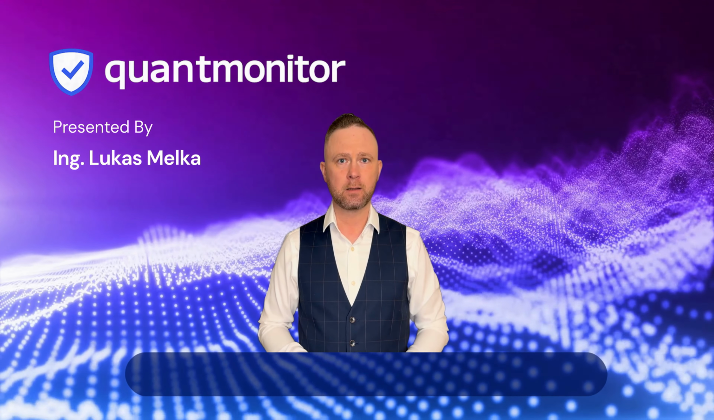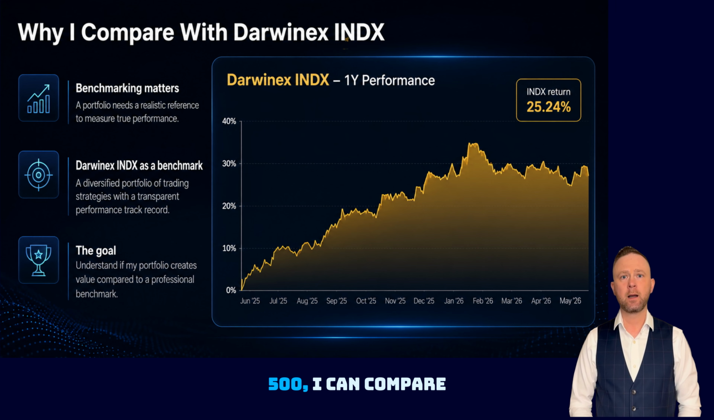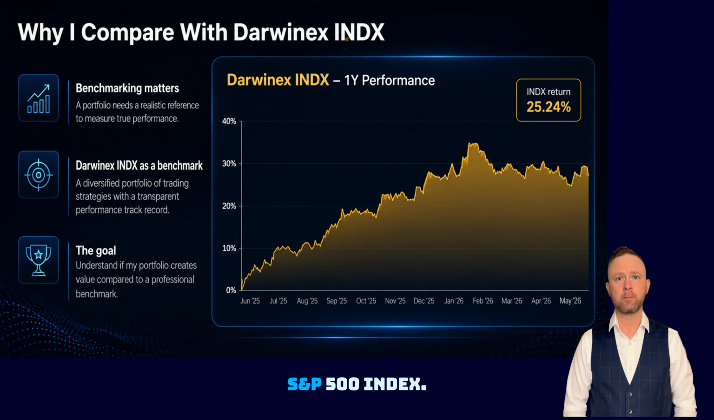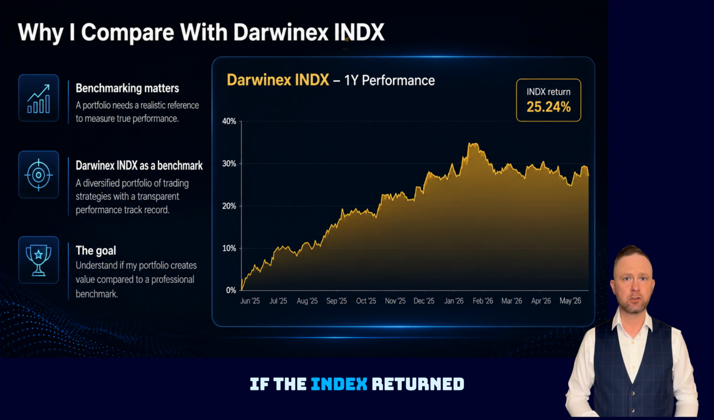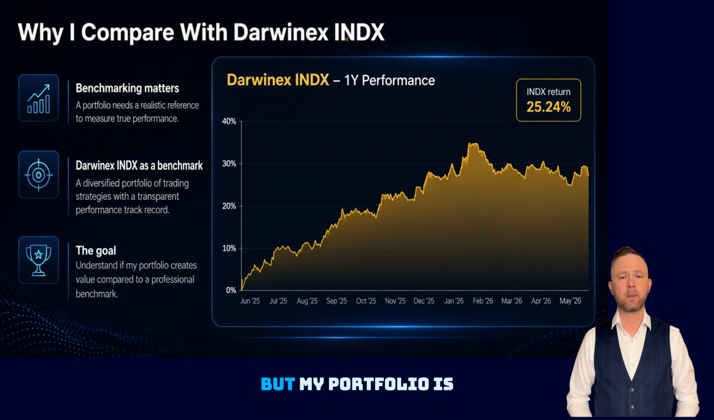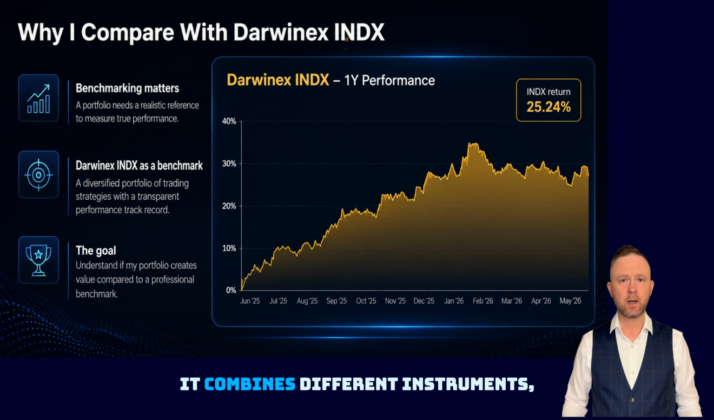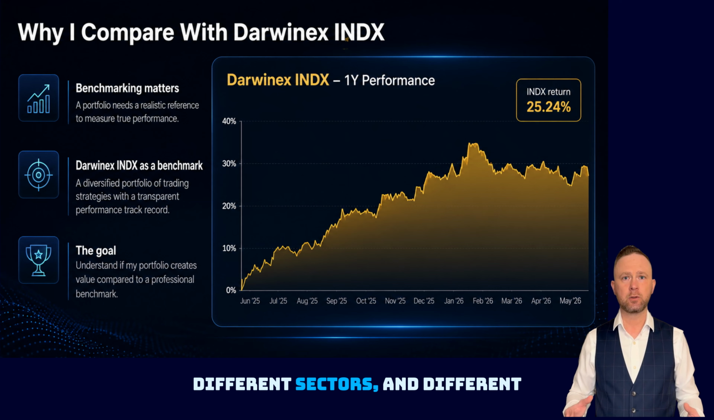Let's get started. In the second scene, I want to explain why I use Darwinex INDX as a benchmark. When I build a strategy for the S&P 500, I can compare it directly with the S&P 500 index. If the index returned 40% over 5 years, and my active strategy returned 60% over the same period, I have a clear reference point. But my portfolio is not based on one market only. It combines different instruments, different sectors, and different algorithmic behaviors.